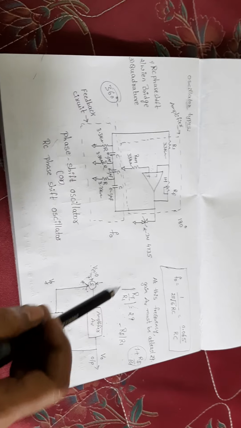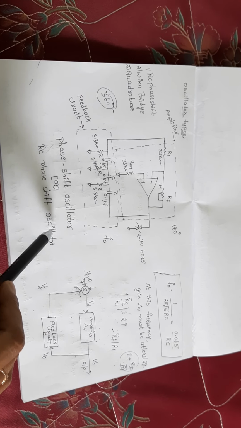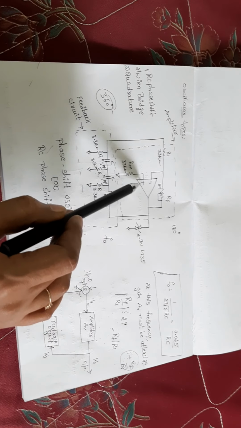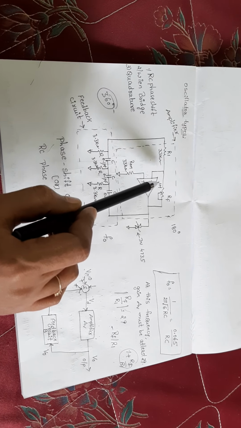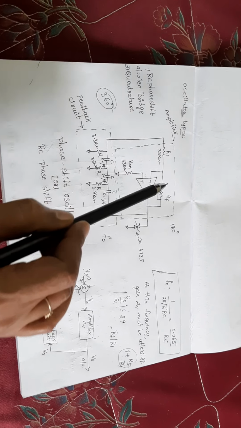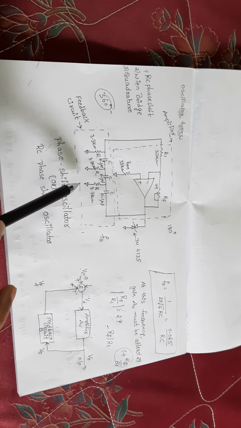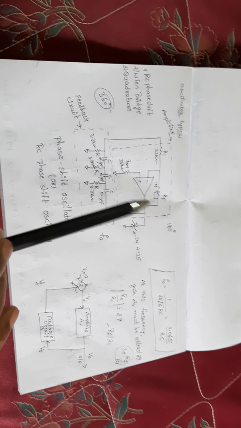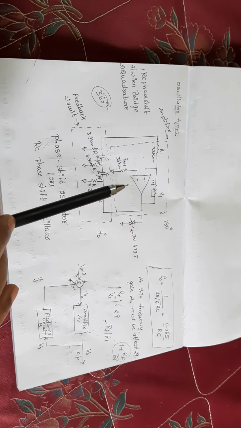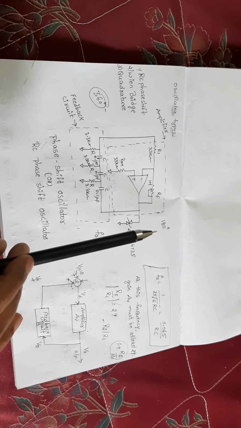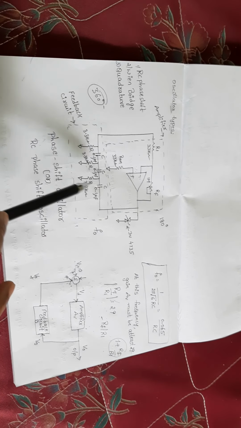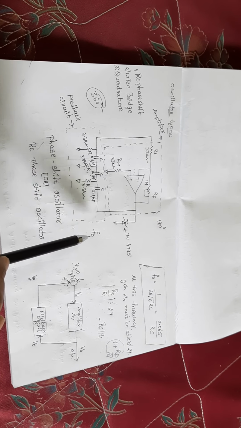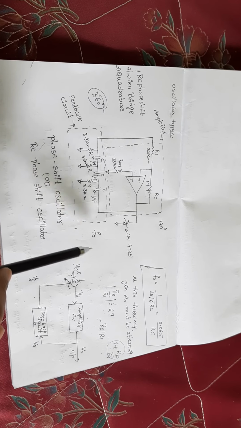So the total phase shift for this RC phase shift oscillator is 360 degrees. One part of 180 degrees is provided by the inverting amplifier and the remaining 180 degrees is provided by the feedback RC network. At one frequency it provides 180 degrees and at that time the gain is also high. That frequency is called the frequency of oscillation, F0.